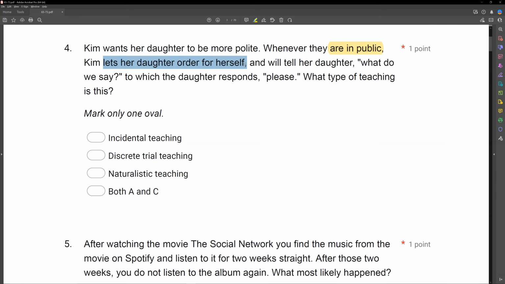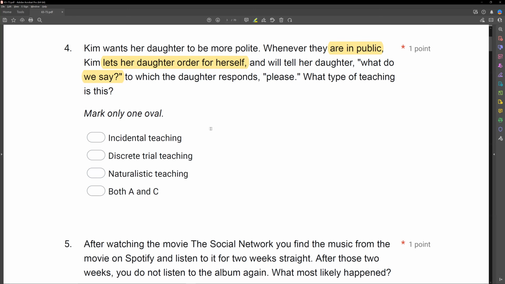Kim's letting her daughter order for herself. Once she orders, then she says, what do we say? So Kim is using these naturally occurring situations of, right, ordering for herself, to teach. So is she using A, incidental teaching? Now you have to ask yourself, is incidental teaching and naturalistic teaching the same thing? Yes, it is. Incidental teaching and naturalistic teaching are one and the same, okay? Incidental teaching just means you're using these incidents in public to teach.